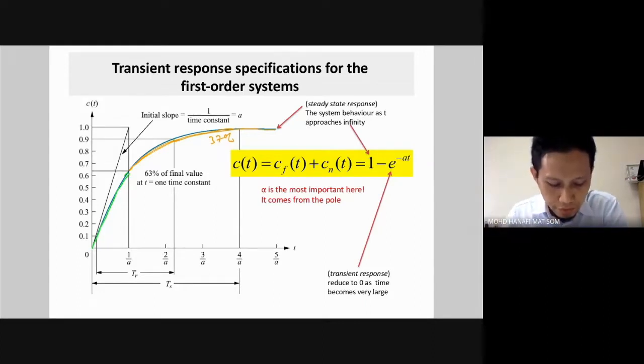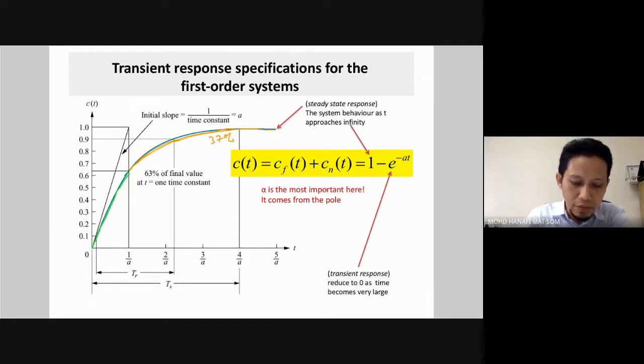So the rise time is the time taken to reach from 10% to 90%. So the time taken here is the rise time.